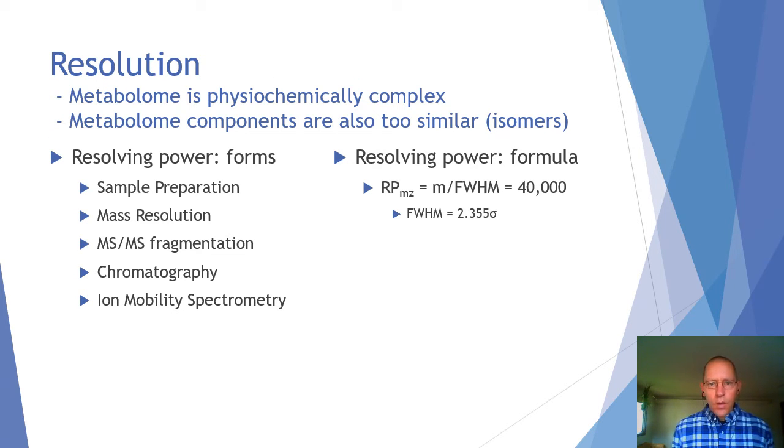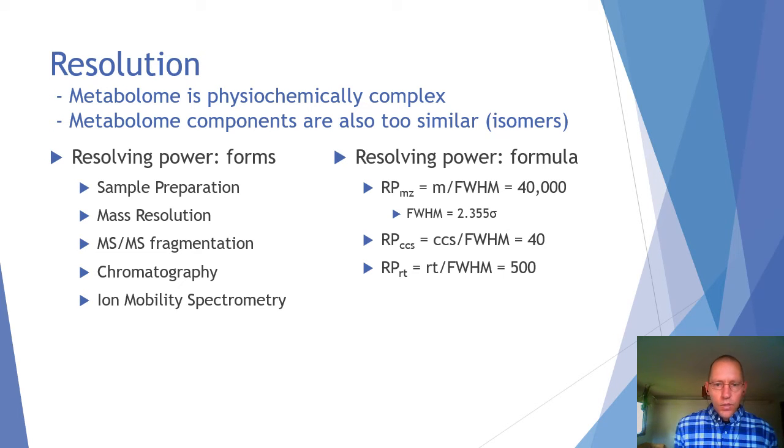Now, resolving power can be calculated simply as, in the case of mass resolving power, the mass divided by the full width half max. So a typical resolving power in the mass dimension is around 40,000 for a time of flight instrument. Full width half max is the simple product of the standard deviation times 2.355. So this is a relatively simple Gaussian calculation that we can perform. We can calculate resolving powers as well for CCS and retention time. CCS typical values are around 40 and retention time around 500.